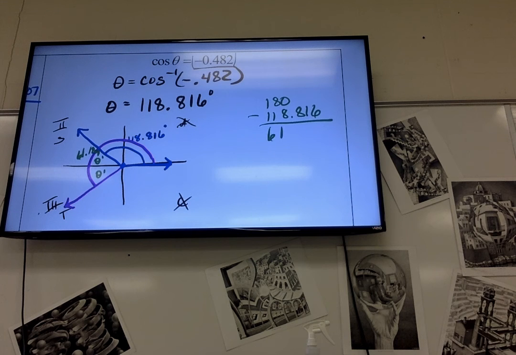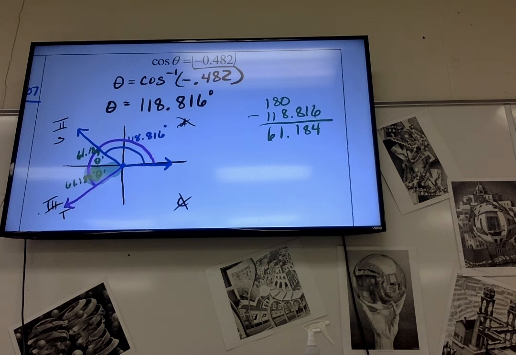It's hard to see. 61.184. So that means this angle down here is also 61.184. But I want to find the purple angle. All I found is the little green angle. The little green angle is just that one. How do I find all the way the purple angle?